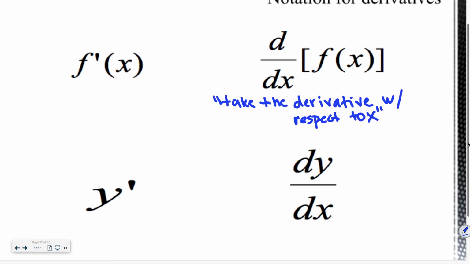Now, we'll eventually start getting into using different variables. If we have an equation with t instead of x, then we'd be talking about dy dt, because that's our variable. It doesn't always have to be dy dx. We might have something written differently, but we won't worry about that yet.